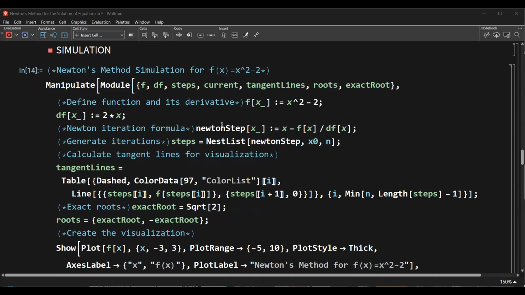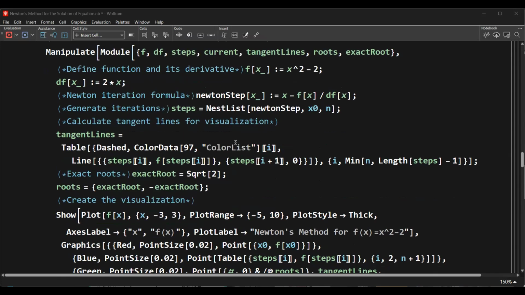The Newton's formula here, Newton's step, is x minus f of x over the derivative of f of x. Then we have the steps here. Next, NestList Newton, we have the initial value x sub 0 up to n. So the NestList here means we have to repeat the process. We have to repeat, for example, from x sub 1 to x sub 2, from x sub 2 to x sub 3. So that is what the NestList does.